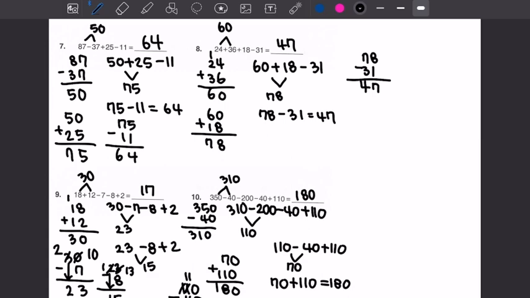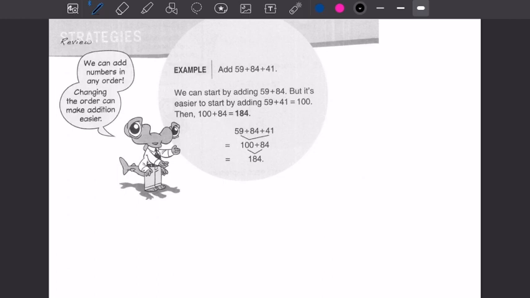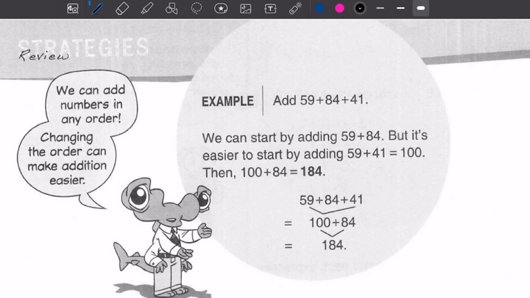Now we have a new type of example. The example says add 59 plus 84 plus 41. Now one thing that we should notice is that there's only addition here. And our friend says we can add numbers in any order. Changing the order can make addition easier. Now in the previous practice problems that we just did, we had addition and subtraction together, and we had to start from the left and then go to the right. But if we have addition only and no subtraction, we can rearrange the order to make the addition easier because we can add numbers in any order.